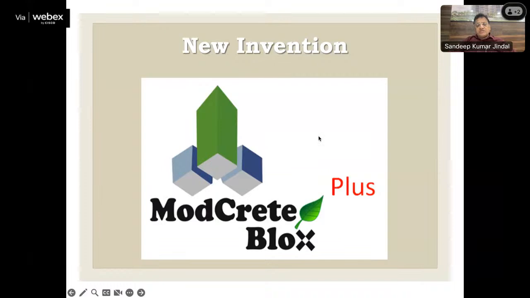Our new invention is ModGrid Plus, which is very very very new product per se. And for the heat gain, for the, you know, transferring this heat insulation, this is 3 times better than AAC blocks.